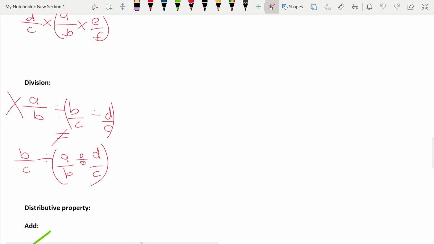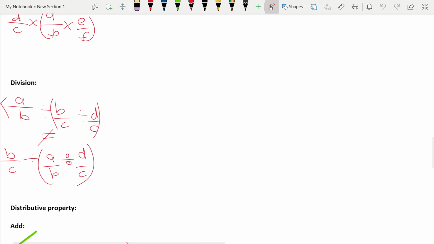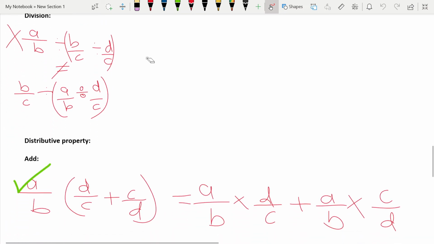Division though is not right again, because a by b divided by brackets b by c divided by d by c is not equal to b by c divided by a by b divided by d by c. Now a by b and d by c in brackets, it's not going to equal up. Okay, that was a long thing to say.